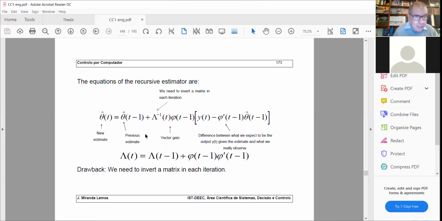And then you invert this lambda matrix, and you do these computations. So you update your estimate by adding to the previous estimate this quantity. Okay? I call this quantity here between the square brackets the innovation. That's a new piece of information about the estimate. So I can say that the new estimate is a previous estimate plus a gain times the innovation. Okay?